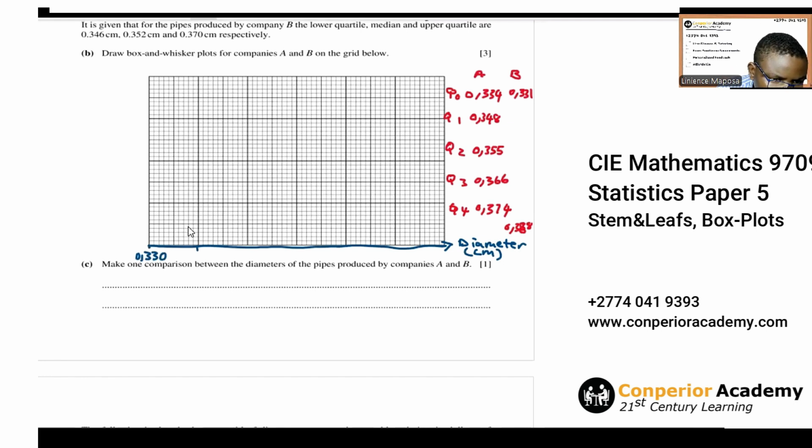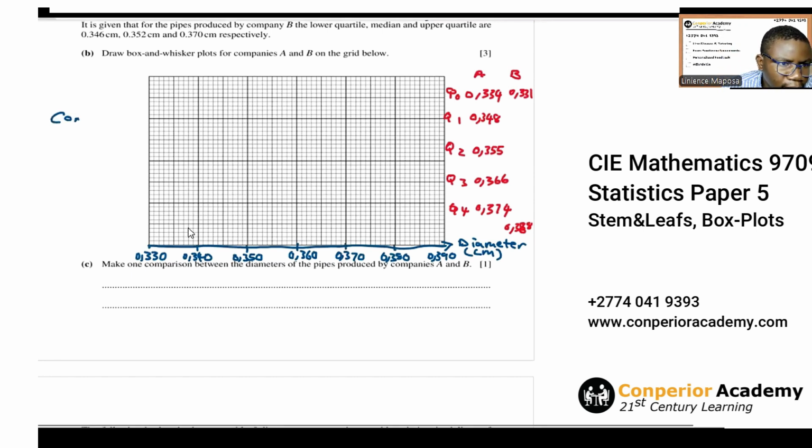Then this one here will be 0.340. This one here will be 0.350. And here I have 0.360, 0.370, 0.380, 0.390. Okay, like so. So I have my scale.